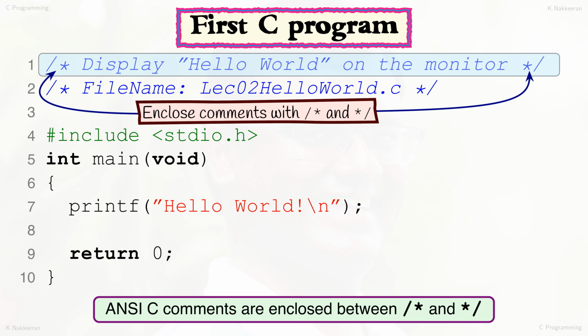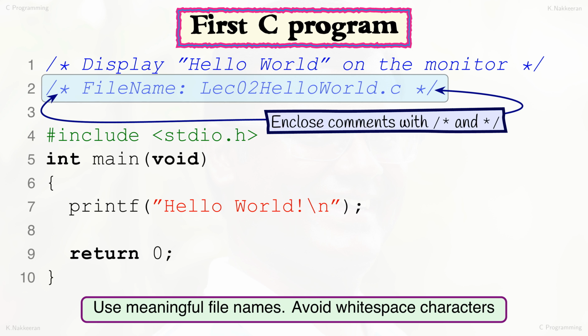Comments are useful for documentation and noting the purpose and explanation of different parts of any computer program. Comments are not instructions to the computer, so they are ignored during execution. Line 2 is also a comment meant to mention that this C program is going to be saved with a file name lex02helloworld.c. It is a good practice to give a meaningful file name. Avoid white space characters in naming files or folders, directories.